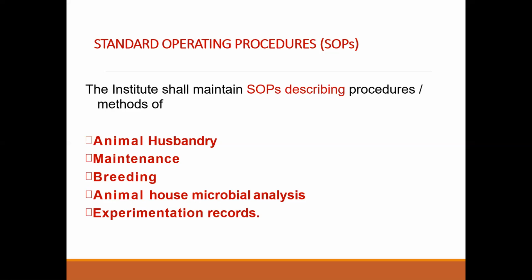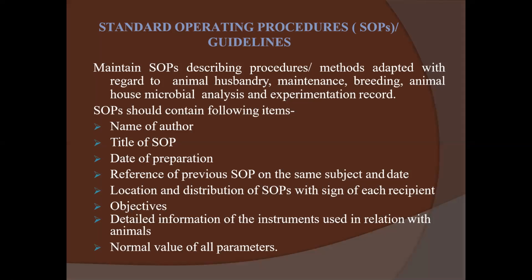And a standard operating procedure must be required. Then this is about how to maintain that standard operating procedure. Some guidelines should be provided regarding that. So the SOP should contain the following points. The name of the author, meaning who is the author who prepared the SOPs, right? So how to handle the animals? This is an SOP. He prepares that, right? That should be the name of the author, right?